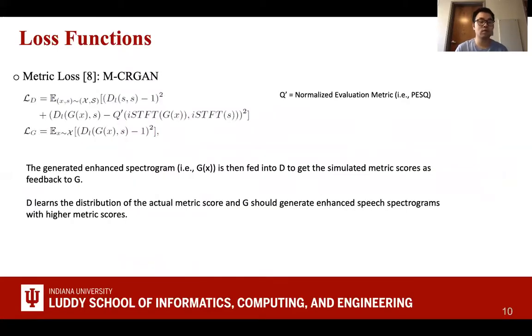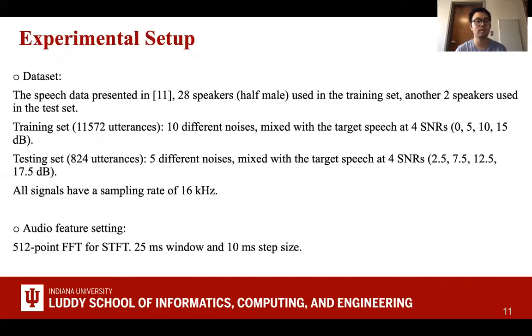So we further include another metric loss function, where basically the discriminator tries to simulate a metric, an objective metric. It could be PESQ, STOI, or any other metrics. So the discriminator learns the distribution of the actual metric score, and the generator should generate the enhanced speech spectrograms with higher metric scores. So that's the intuition of this loss function.